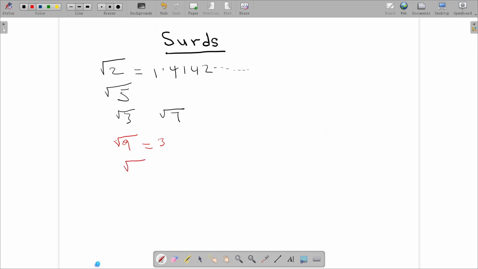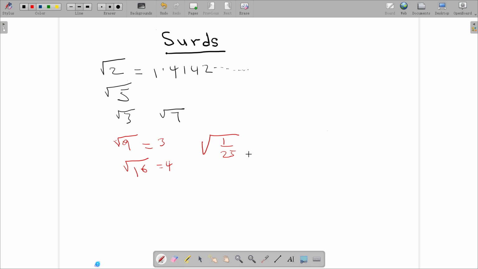How about square root of 16? Square root of 16 is 4. Therefore, it's not a surd. There are other numbers like square root of 1 over 25. Square root of 1 over 25 is not a surd.